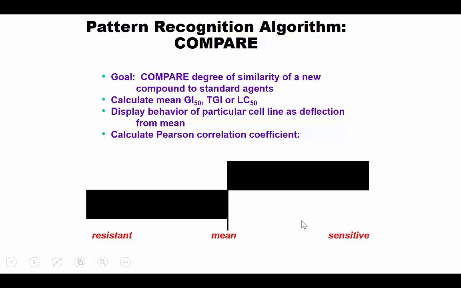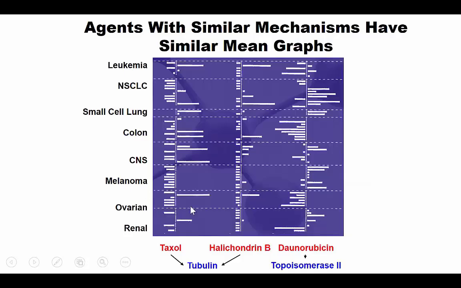Some cancer cell lines show more sensitivity to this compound. Some cancer cell lines show more resistance if it goes this way. Then by putting those data together, now this is one compound, Taxol. Taxol has this kind of profile. These are 60 different cancer cell lines. This cancer cell line is more sensitive to Taxol, and this one is more resistant.